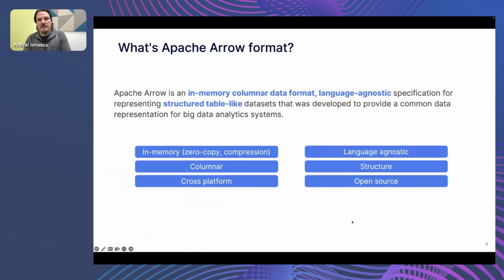First, what exactly is Arrow? Apache Arrow is an in-memory columnar data format that was developed to provide a common data representation for big data analytics systems. The format provides a standardized way of storing and exchanging large data sets, which is especially important in the world of big data, where data is often generated from many different sources and systems.